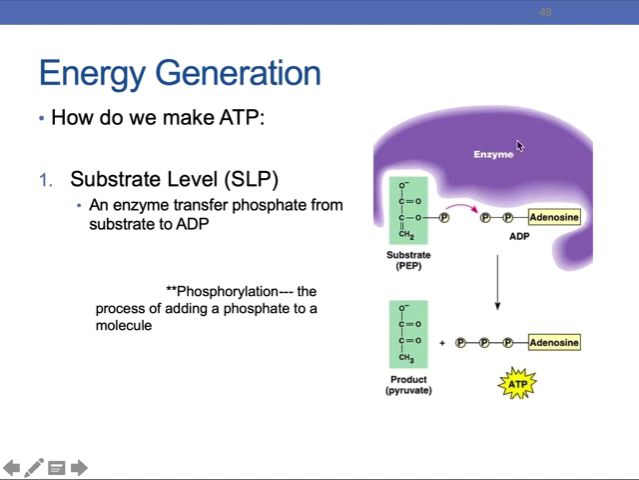And this is the enzyme that's going to catalyze the reaction. What the enzyme does is that it takes away this phosphate from the substrate and adds it to ADP to become ATP. And so energy is then created this way. And then you have pyruvate as the product. Okay. So this is an example of substrate level phosphorylation. You have a substrate, you have an enzyme that acts on the substrate, and then you have ATP being produced.